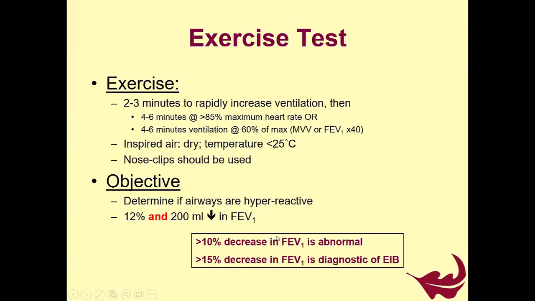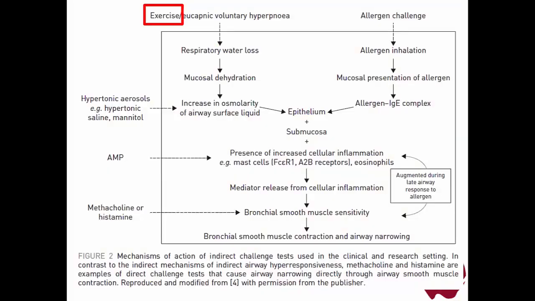So the exercise test, we normally want people to increase their ventilation rapidly. It takes about 2 to 3 minutes. And then we want to keep them with hyperventilation. And you can see the mechanism here is respiratory water loss with mucosal dehydration, and then the increased osmolarity of the surface fluid, the epithelium and the submucosa. And that stimulus is what gives you the smooth muscle contraction and so forth.